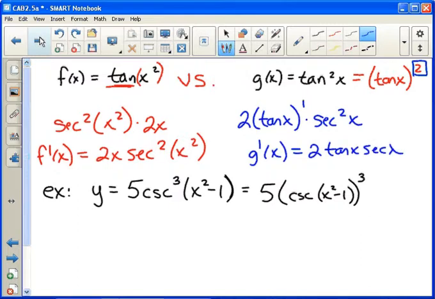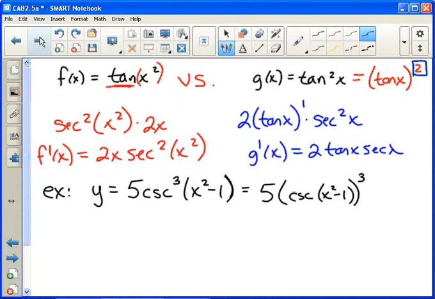Okay, if you look at this last example, I know it's been a long video, bear with me, thank you for being with me this far. This last example, we have 5 cosecant cubed of x squared minus 1. And I went ahead and took that cubed and put it where it's a little easier to understand what it's doing. Because it is cubing that entire cosecant, x squared minus 1. It's not cubing the 5, but it is cubing everything else.